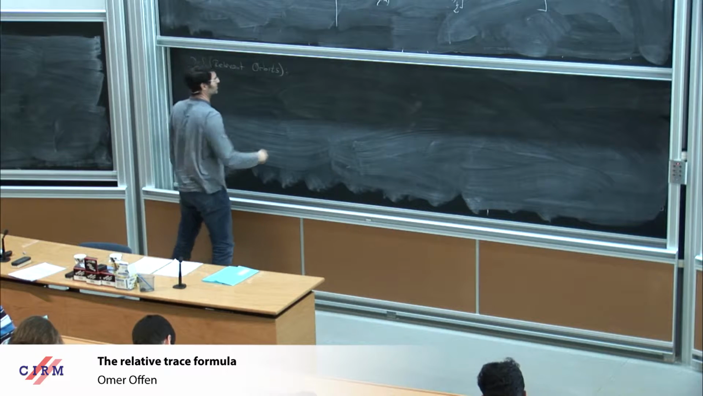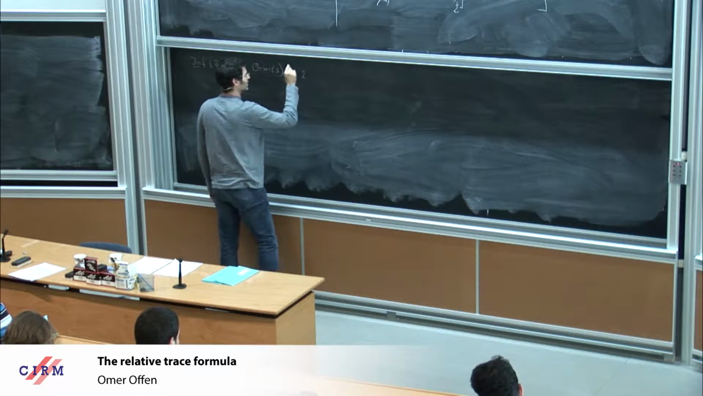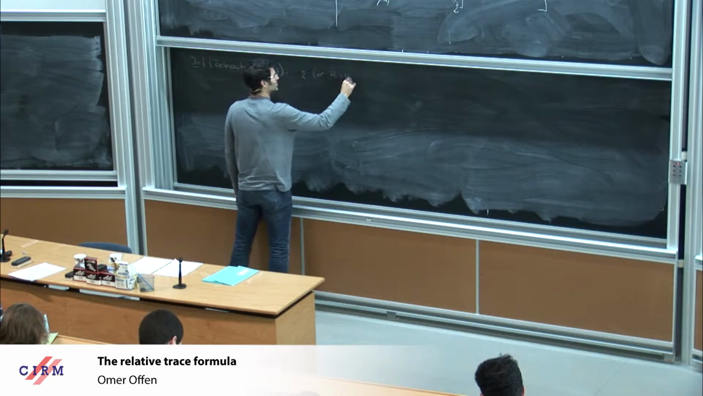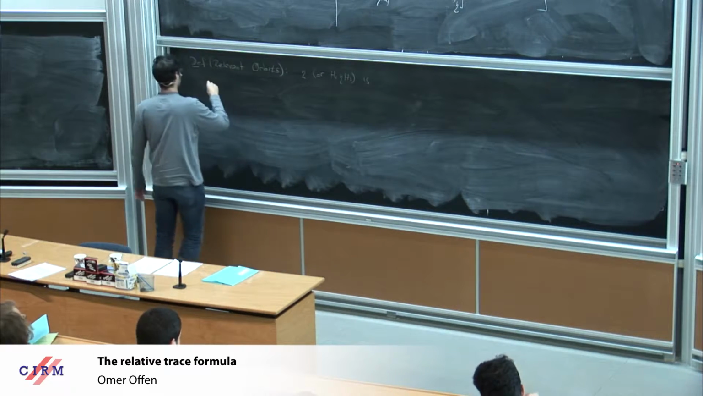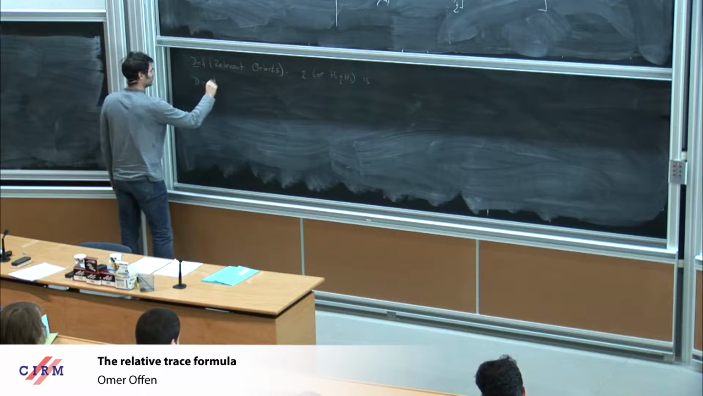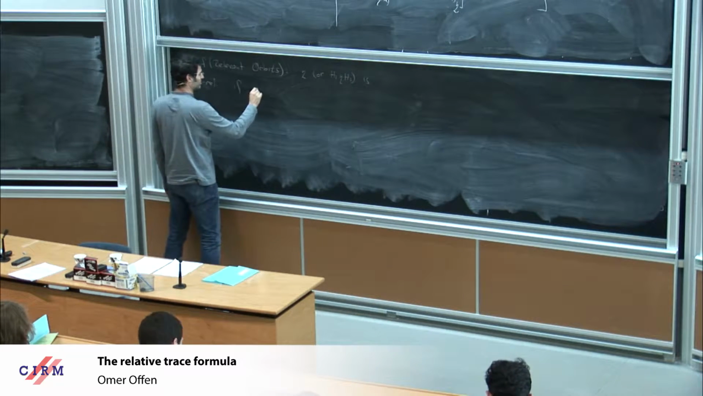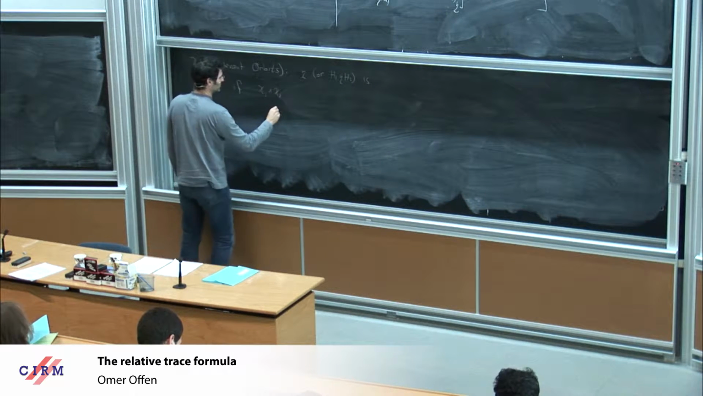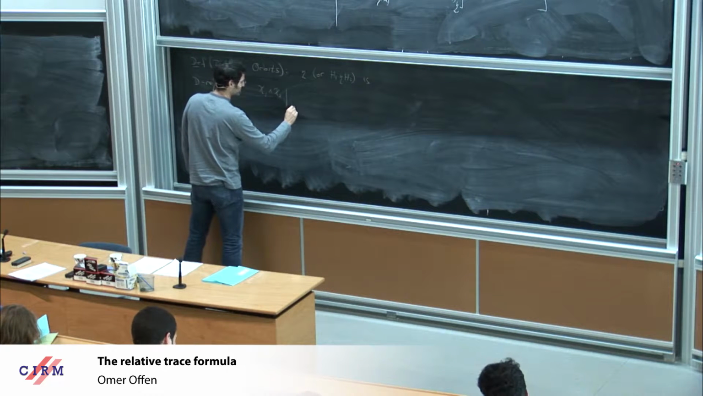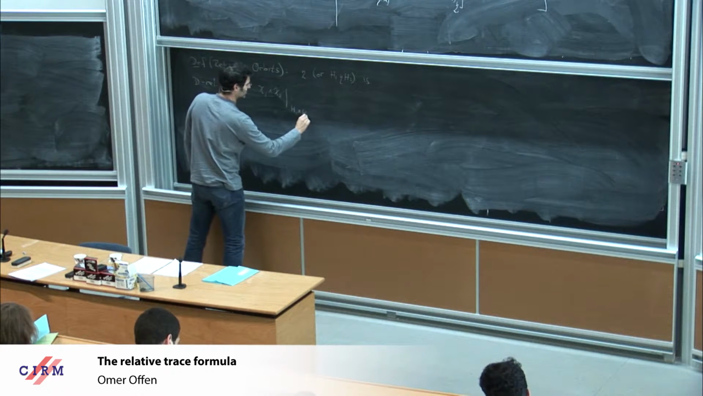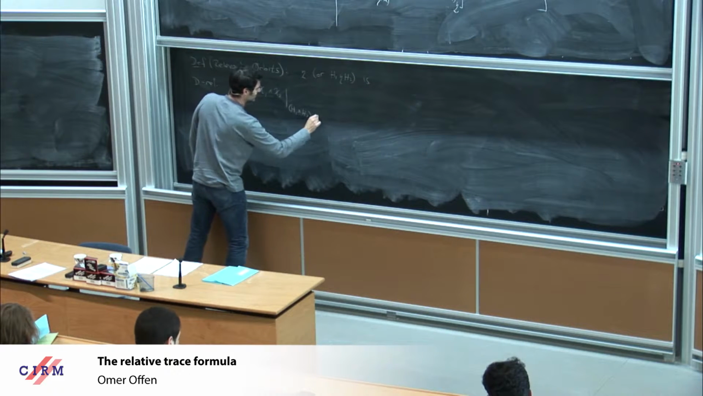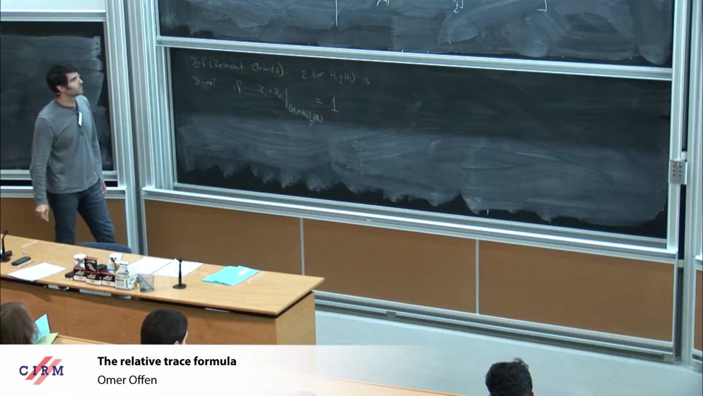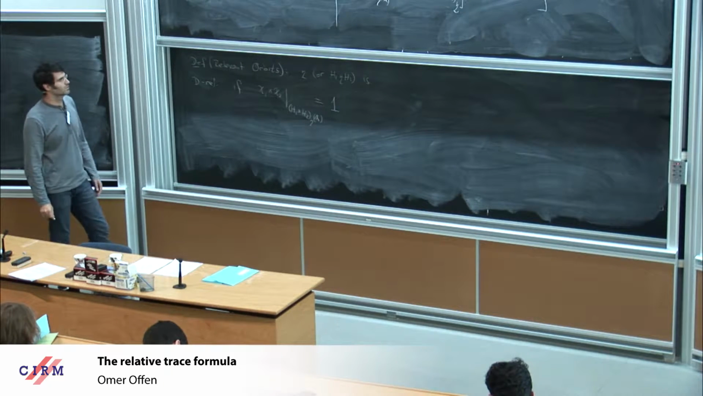So eta, or its double coset, is D-relevant if chi1 cross chi2, when restricted to the stabilizer, is the trivial character. Okay.